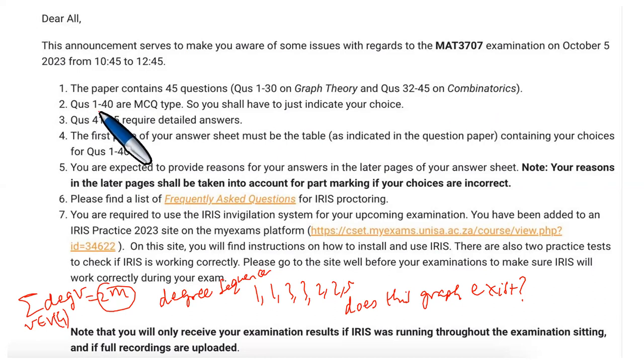Right. Questions 1 to 40 are MCQ type. So you shall just have to indicate your choice. This is a perfect opportunity to pass because it's MCQ. 41 to 45 require detailed answers. So that's 41, 42, 43, 44, 45, just about five questions that require detailed answers.